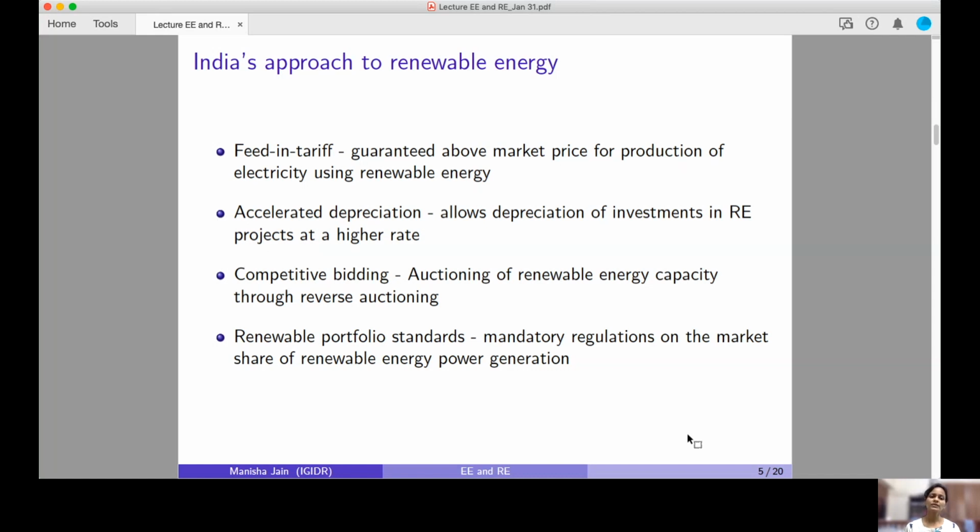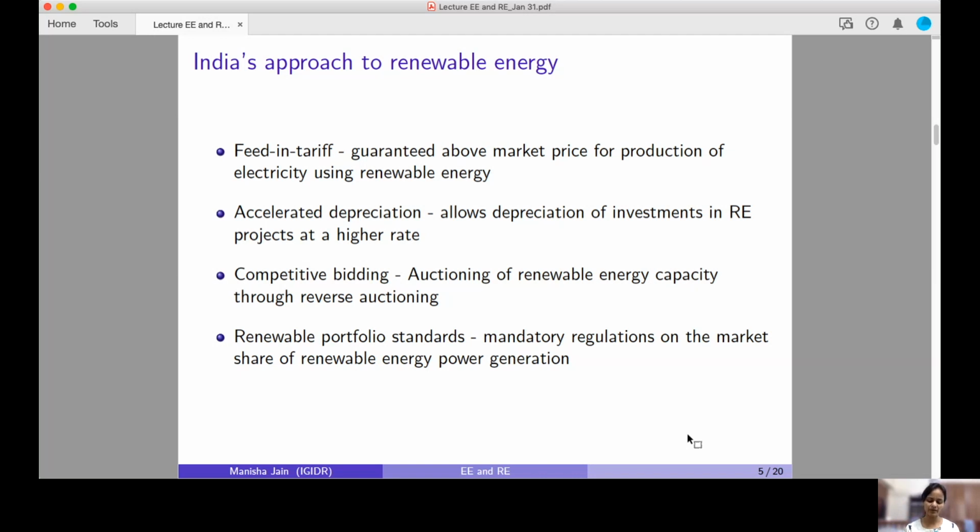Now, the simplest is the feed-in tariff. A feed-in tariff is a guaranteed above market price for production of electricity using renewable energy. Generating electricity from renewable energy is more expensive than that of coal. When we look at more recent numbers, the story reflects the other way, but there also there are certain problems in the way the competitive bidding process has taken place. But the feed-in tariff is straightforward.